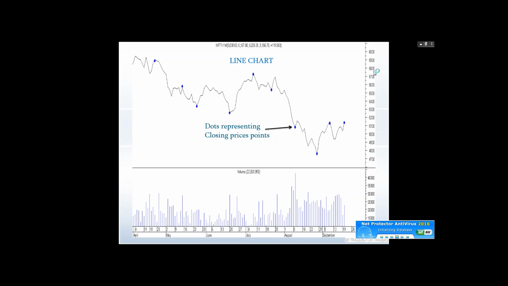Now another very common type of chart is the bar chart. As you can see on the screen, a bar chart is a chart which is formed using a bar, also known as OHLC, which is open, high, low, close of a stock. So an OHLC chart is a chart wherein a particular bar will represent the opening, high, low and close of a particular stock or a commodity at a particular given point in time.